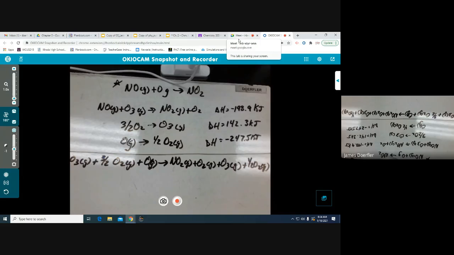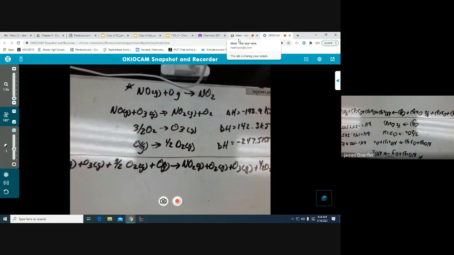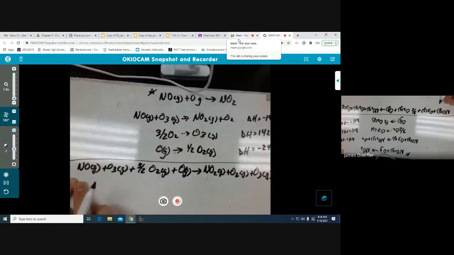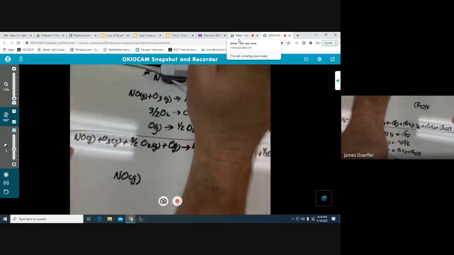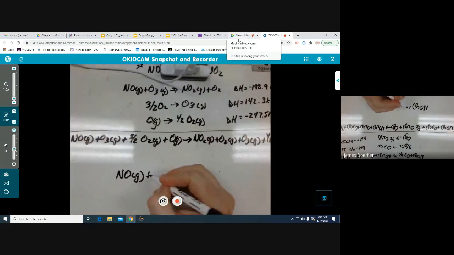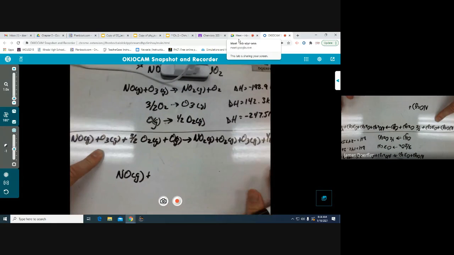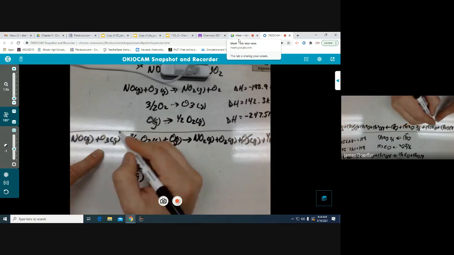Now, let's start taking a look at things here. Can I eliminate NO from this equation? Is it on both sides? Just NO? I cannot. It's only on the left-hand side. So I'm going to start rewriting this. NO gas. Okay. What about O3? Is O3 found on both sides? It sure is. Is it found in the same quantity? It sure is. So what can I do with it? Bye. Bye.